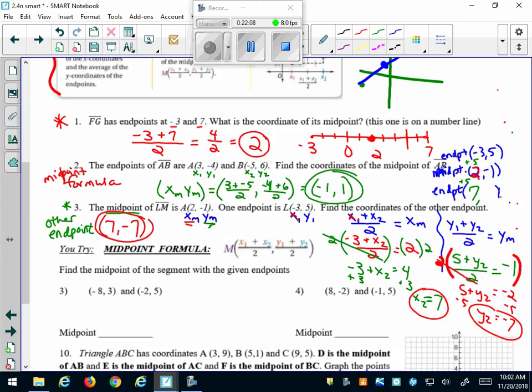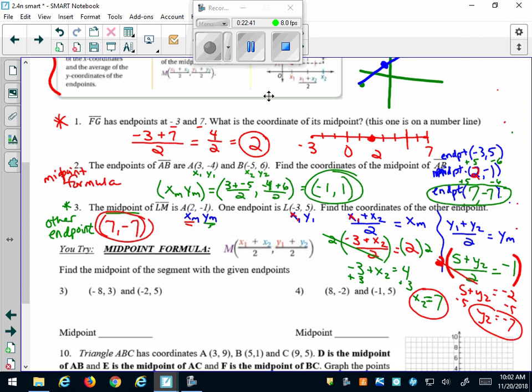Do the same thing with the y's. To get from 5 to a negative 1, what do you have to add? You're at positive 5, you have to get to a negative 1. So we have to add a negative, right? Or subtract 6, right? So do the same thing here. Negative 1 minus 6 is negative 7. So see how it's the same answer we got before. Just a different way of doing it. Okay, some people prefer that method.